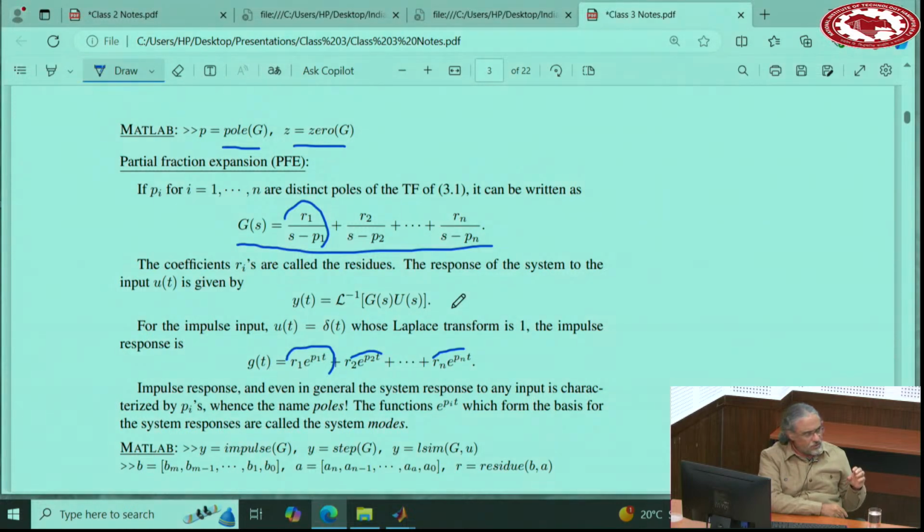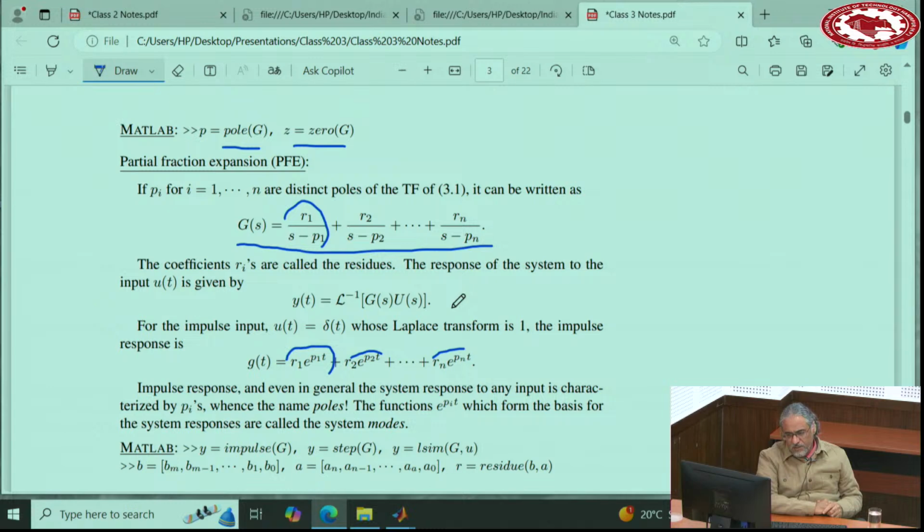And each component is called a mode, by the way. In control, when they say modes of a system, e to the p1t, e to the p2t, these are modes. Every response of this system is a combination of these. So these P1, P2 to Pn shape the response of this system. These are the most important parameters of this system. These are the poles of this system.